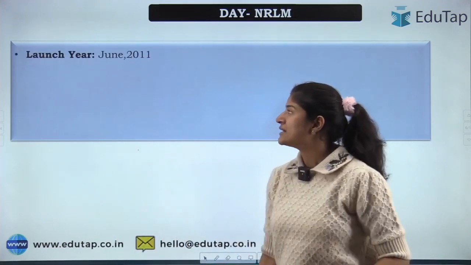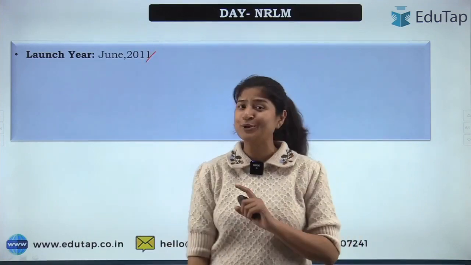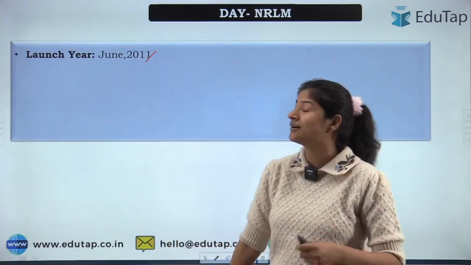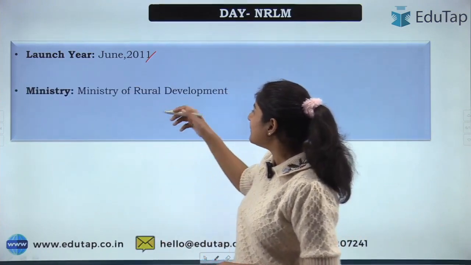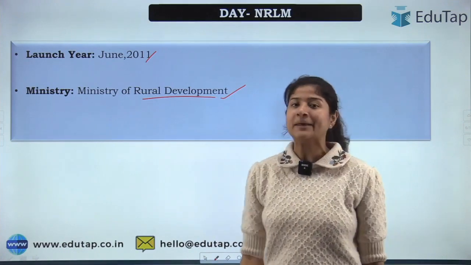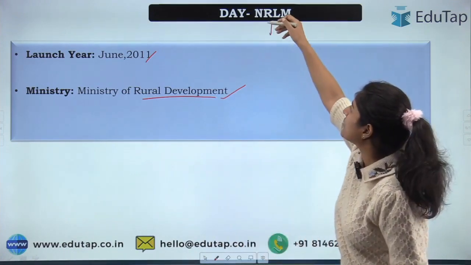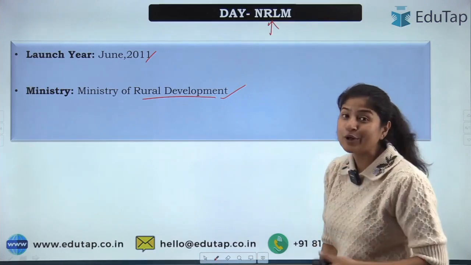So what are these? See, the launch year is June 2011, and I hope now you do not have any confusion if you had any earlier. Talking about the ministry, this falls under the Ministry of Rural Development, easiest to remember because we are focusing on rural areas. That is why the ministry associated is the Ministry of Rural Development only.